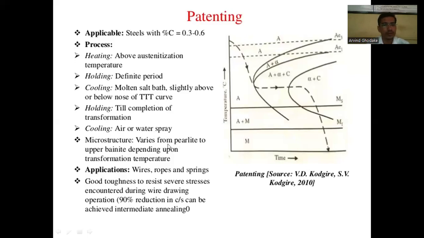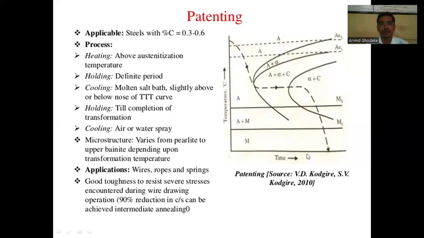Next is the microstructure. It varies from pearlite to upper bainite depending upon the transformation temperature. So the pearlite to upper bainite transformation occurs in the patenting process. The applications of patenting are the manufacturing of wires from steel, then ropes and springs. After patenting, the steel becomes good in toughness and resists the stresses encountered during the wire drawing operation. A 90% reduction in cross-sectional area can be achieved with intermediate annealing. So the required toughness is achieved by using the patenting heat treatment process.